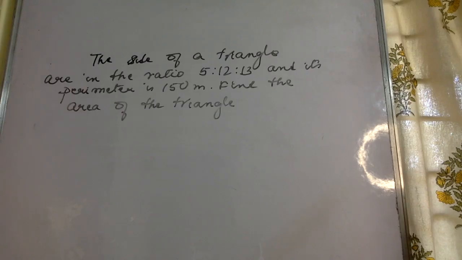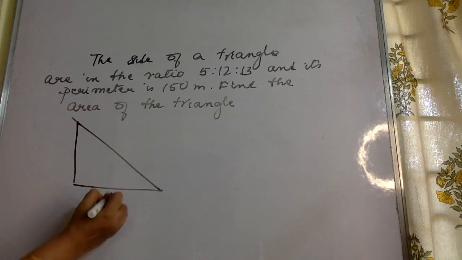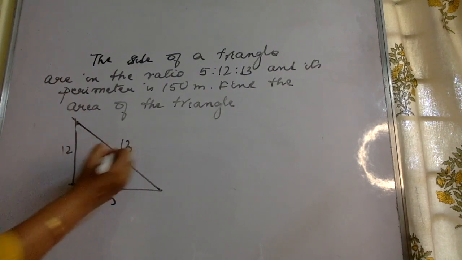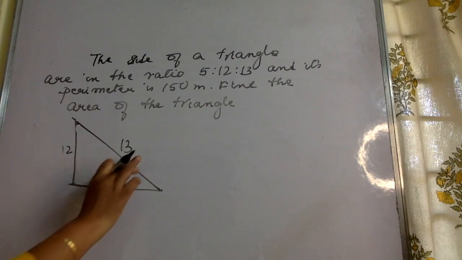Now the sum says the sides of a triangle are in the ratio 5:12:13, and we have to find the area of the triangle. So the ratio of the sides is given. Now here there is one very important concept. Here I have the triangle, one side is 5, one side is 12, and the third side is 13. 5:12:13 are the three sides.